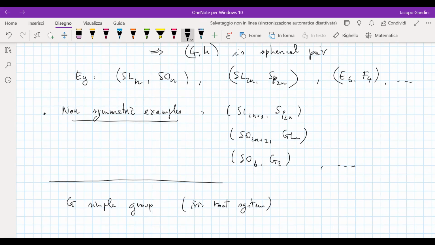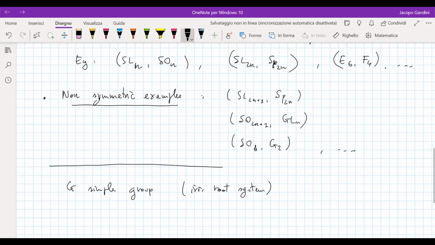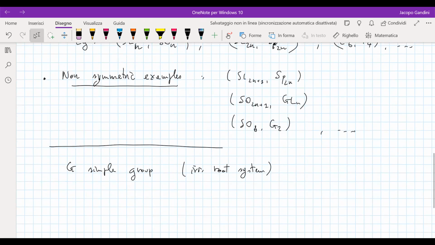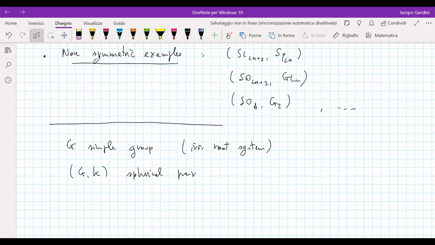I mean, it might have a finite center. So we can take the simply connected form or what we want. Okay, and we will consider spherical pairs for G. So K is a reductive subgroup of G with this property that this coordinate ring is multiplicity free. So we have a classification of these pairs.